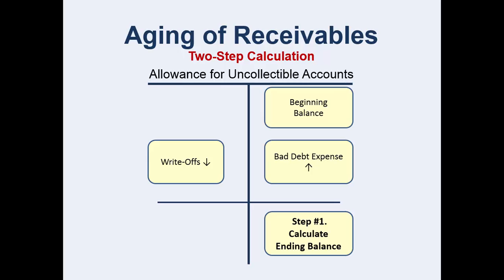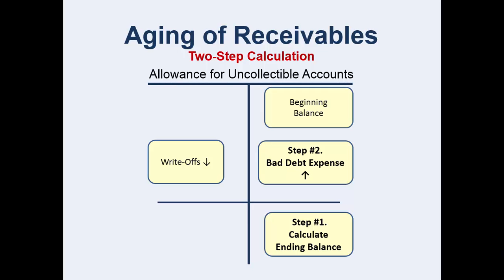And it's a two-step calculation because the first thing you do is calculate what that ending balance will be. And this is why it's called a balance sheet focus, because I'm more concerned with the valuation or what that ending balance is. But that ending balance is not bad debt expense. You then back into bad debt expense as step number 2.